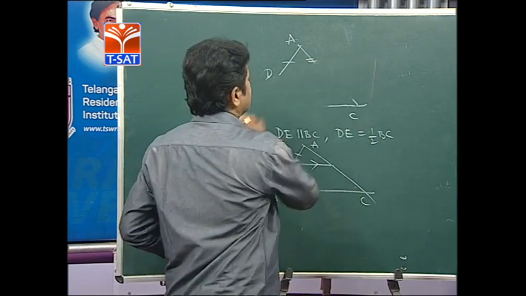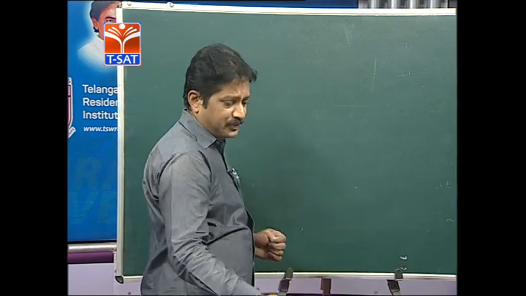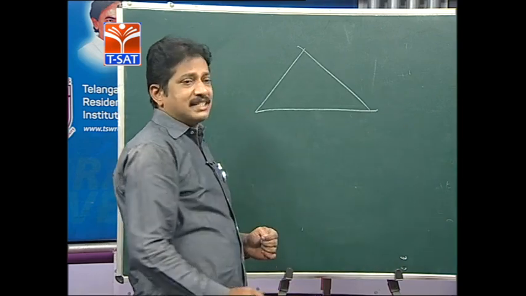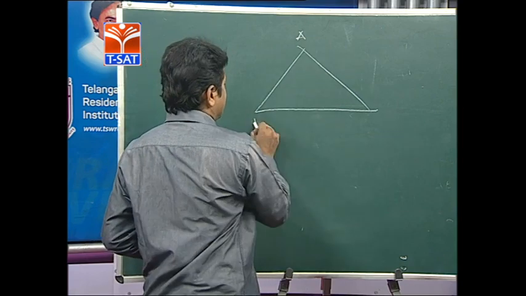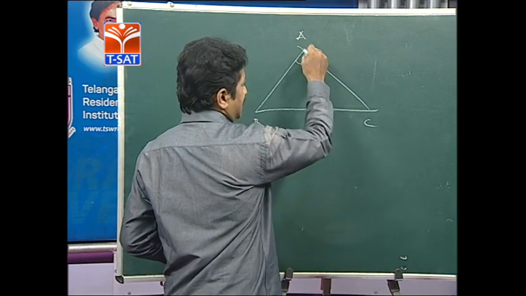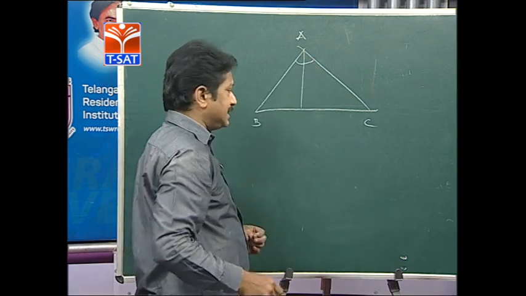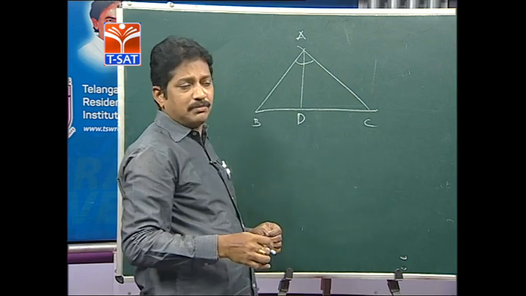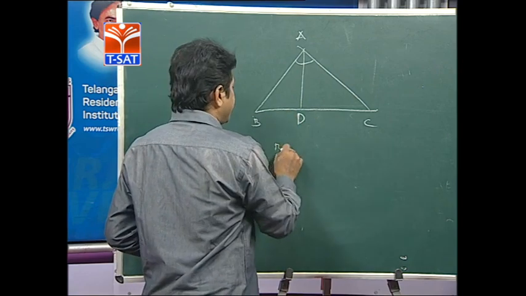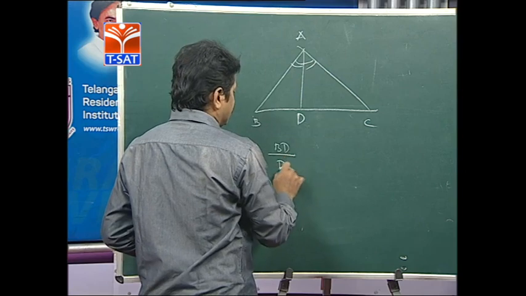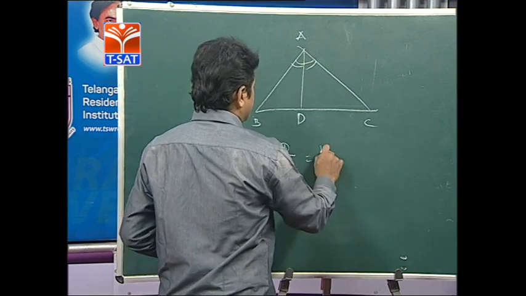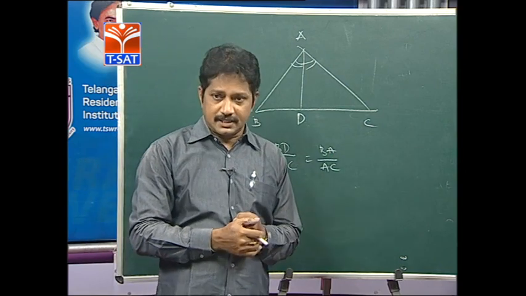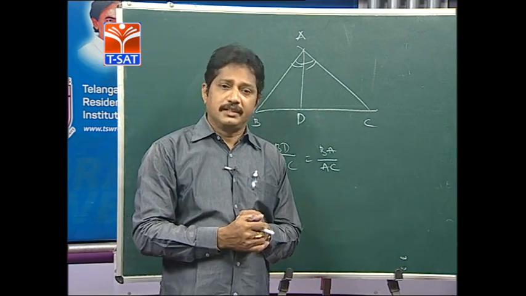Okay, now coming to the next one. Sometimes you have to use the vertical angle bisector theorem. So ABC is a triangle, A is the vertical angle, and for example AD is the angle bisector, then you can say BD by DC is equal to BA by AC. So it's the vertical angle bisector theorem. This is most important. Clear?